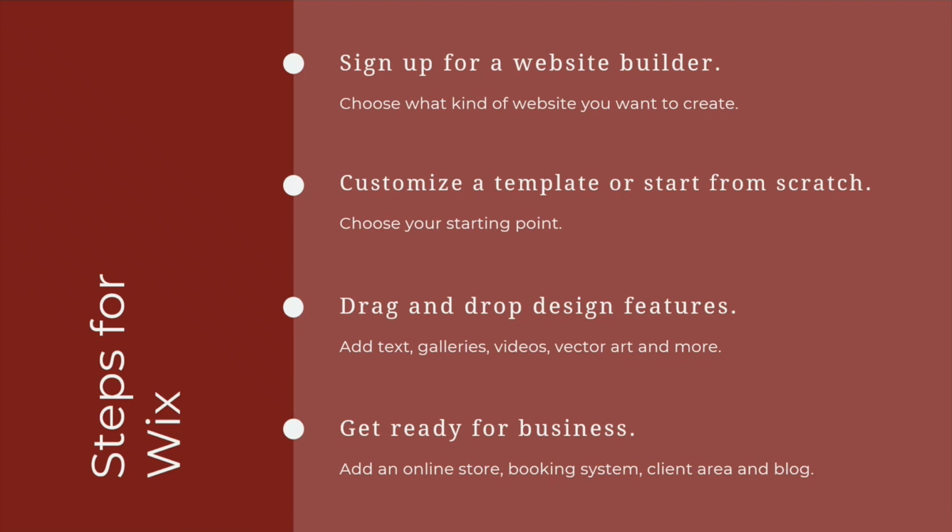After we have customized a template, we're going to use the drag and drop design features to add text, galleries, videos, etc. We may not get into every single thing you can add to your website, but you'll get the general idea. So the fourth step, we won't be adding an online store, but we will be trying to add a booking system, a client area, a blog, and just seeing how they look and deciding whether or not it's something we feel would be beneficial for our business at this time.